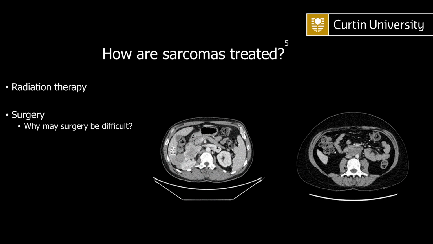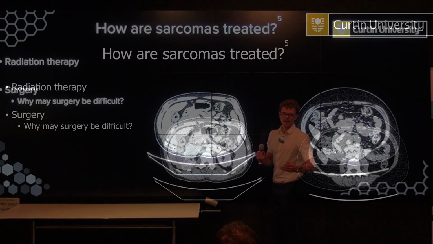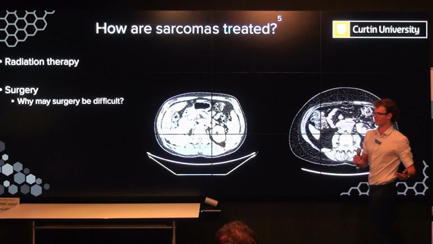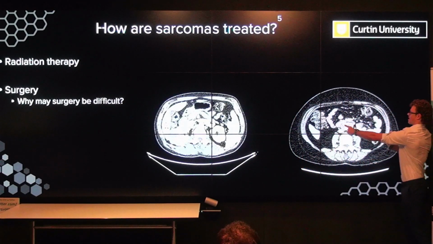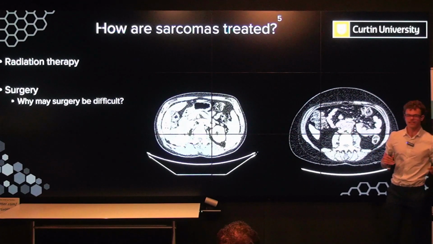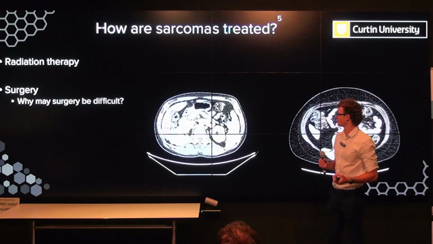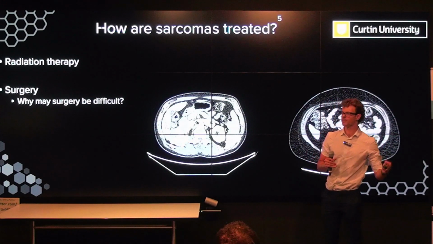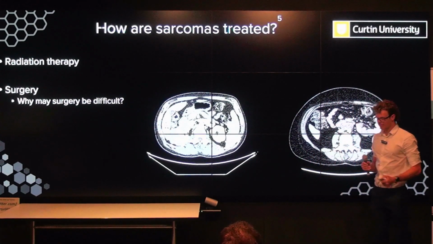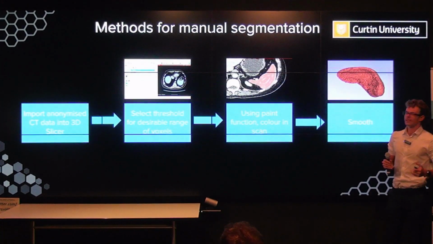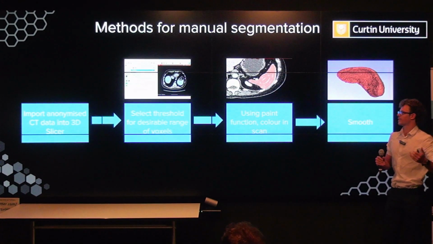Now, why may surgery be difficult? Let's have a look at this. We've got the cancer around here, and we've got the vena cava here. How difficult do you think that would be to operate on? And now let's look at this. We've got the cancer around here, and the aorta here. That is extremely difficult to operate on, especially with the limitations of 2D planar imaging. So let's try to give the surgeons an edge. Let's create 3D models to be used in virtual reality.